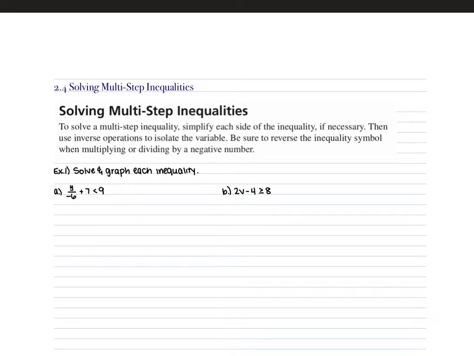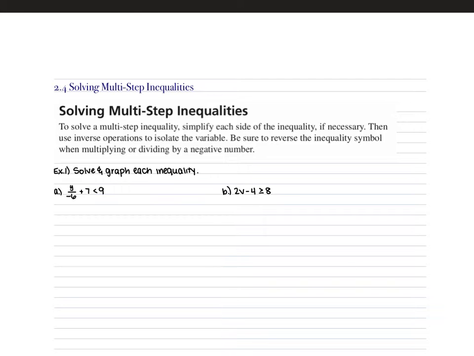2.4 goes over solving multi-step inequalities. Multi-step inequalities are pretty much identical to multi-step equations. However, when you are solving these, you have to remember that when you multiply or divide each side of your inequality by a negative, your inequality sign switches the way that it's open to.